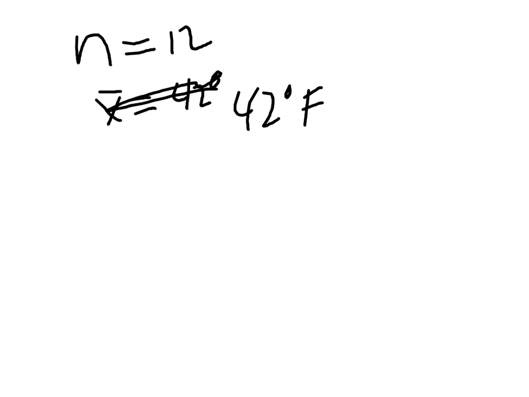Okay, and then they tell us, okay, so here's the key. Even though we've only got a sample size of 12, they tell us that the variable is normally distributed and the standard deviation of the sample temperatures was 8 degrees. Now, remember, this isn't our population standard deviation. This is our sample standard deviation. Again, I'm going to stress that the standard deviation of the sample temperature was 8 degrees.